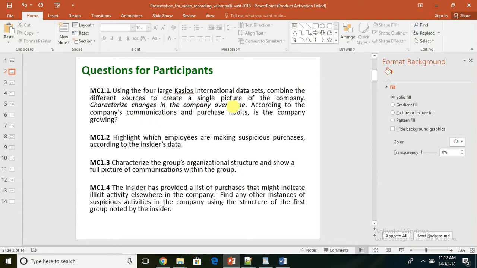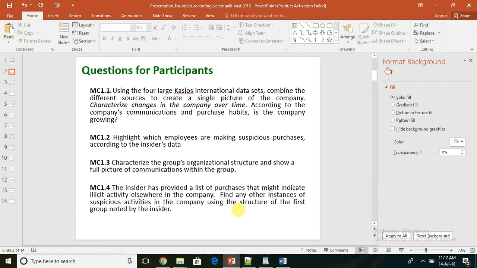In the second question, we need to highlight which employees are making suspicious purchases according to the insider's data. In the third question, we need to characterize the group's organizational structure and show a full picture of communications within the group. In the fourth question, we need to find any other instances of suspicious activities in the company using the structure of the first group noted by the insider.